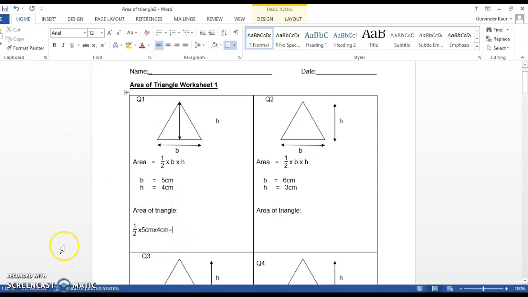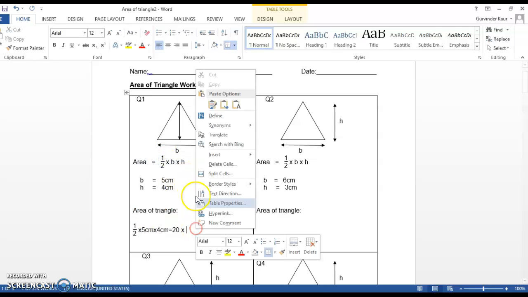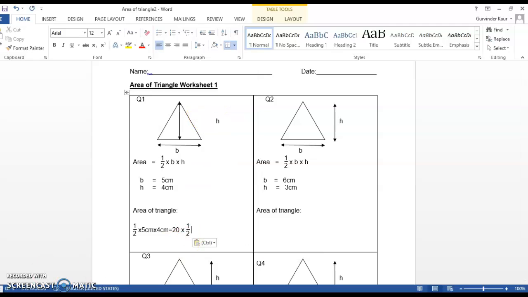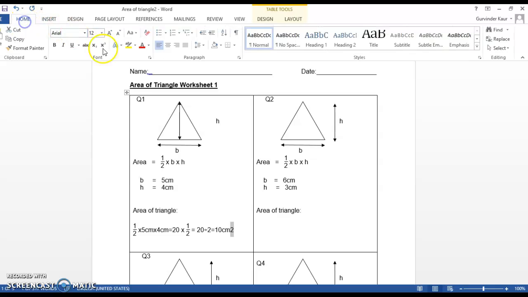So how do I do this? 5 times 4 is 20 times half. Okay, so 20 times half means 20 divide by 2. Anything times half means to divide by 2. We get 10 centimeters square. Do not forget the square unit. Otherwise, your answer will be wrong.